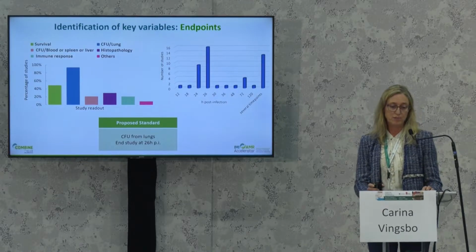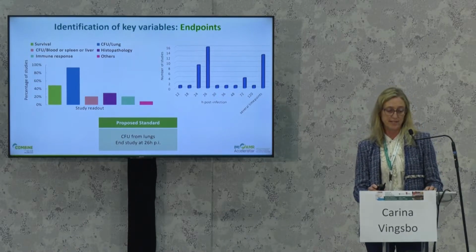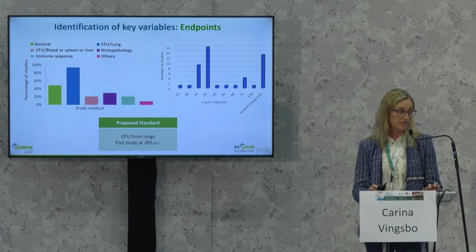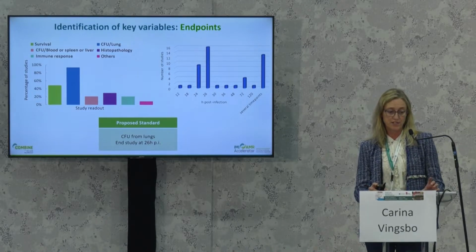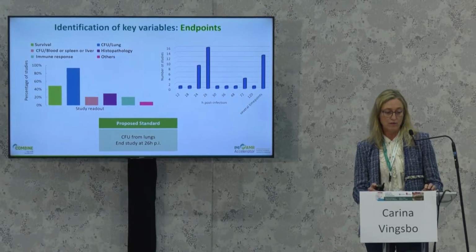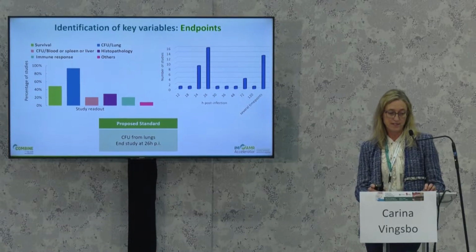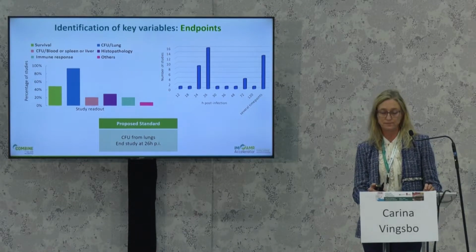And then if we look at the endpoints of the studies, naturally most studies report bacterial loads in the lungs. But you can also report bacterial loads in other tissues and organs, such as blood, spleen, or liver. And also immune response and histopathology can be interesting to look at. And some studies have survival as the endpoint.